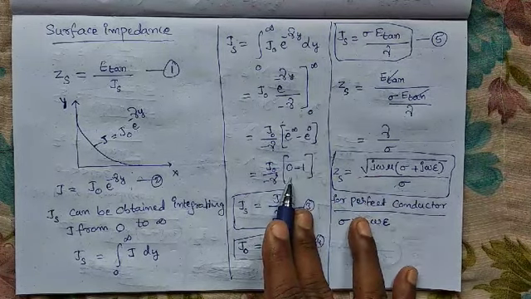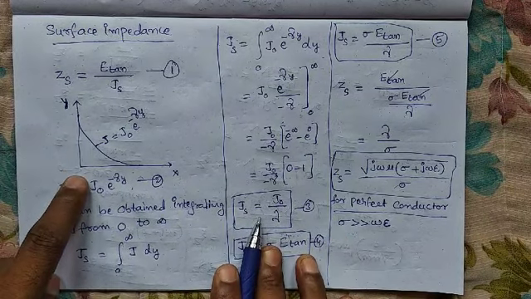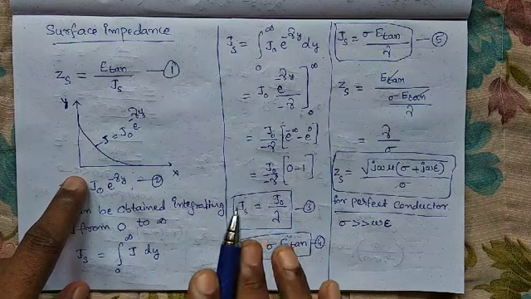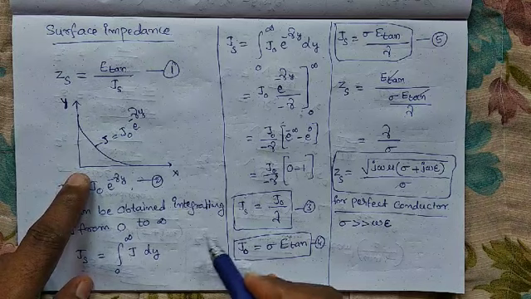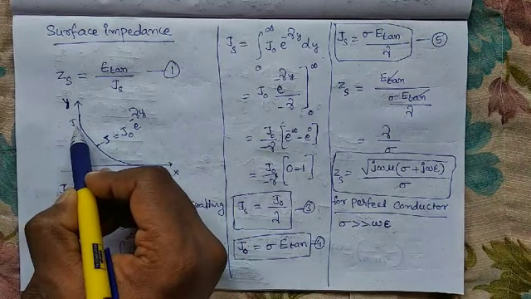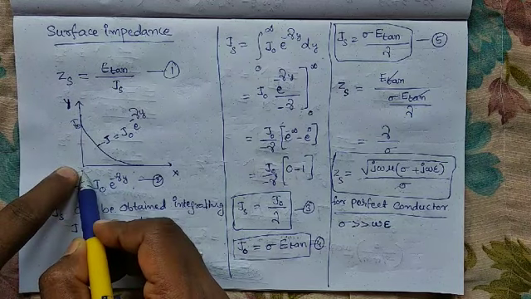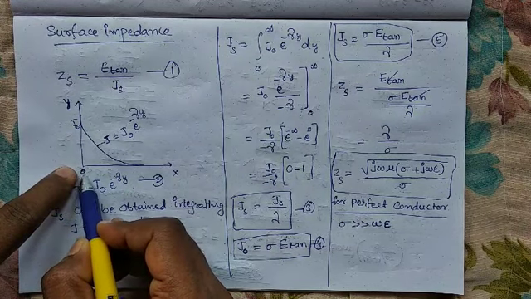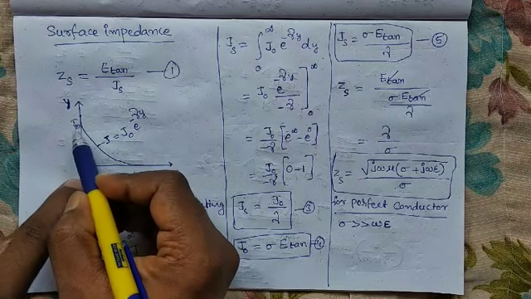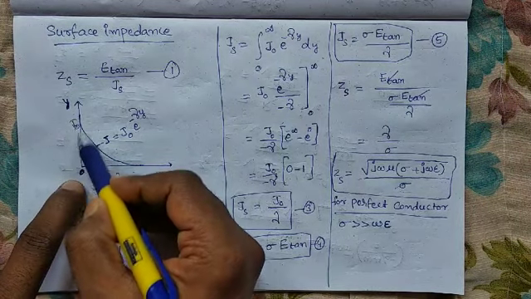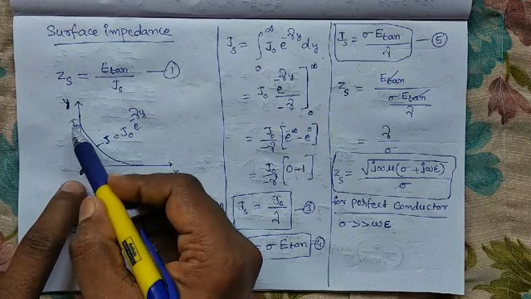Here J naught means at the surface, at 0, at the origin. Here we are defining J naught. Conduction current density at the origin is J naught, means at the surface of the conductor. J naught exists at the surface of the conductor.